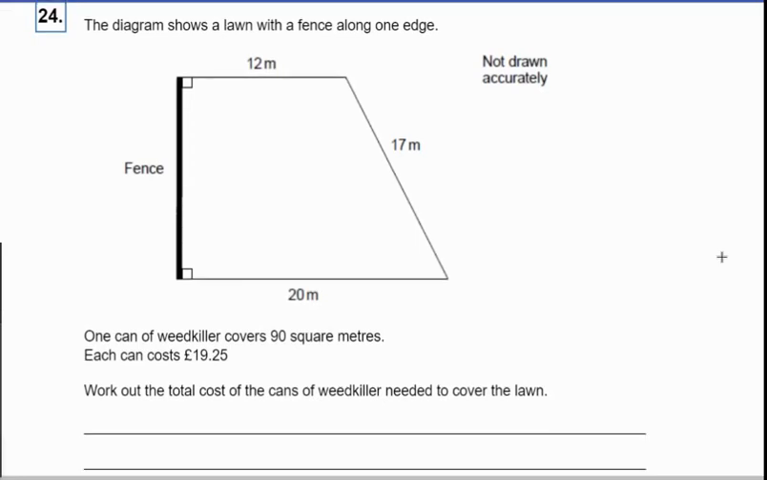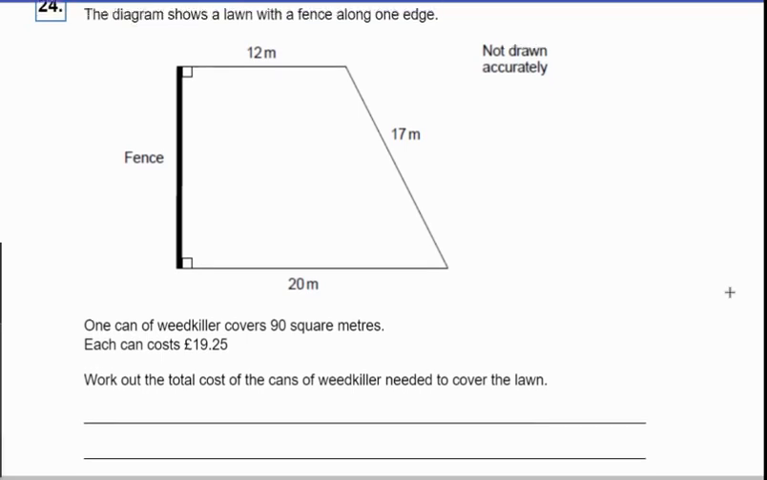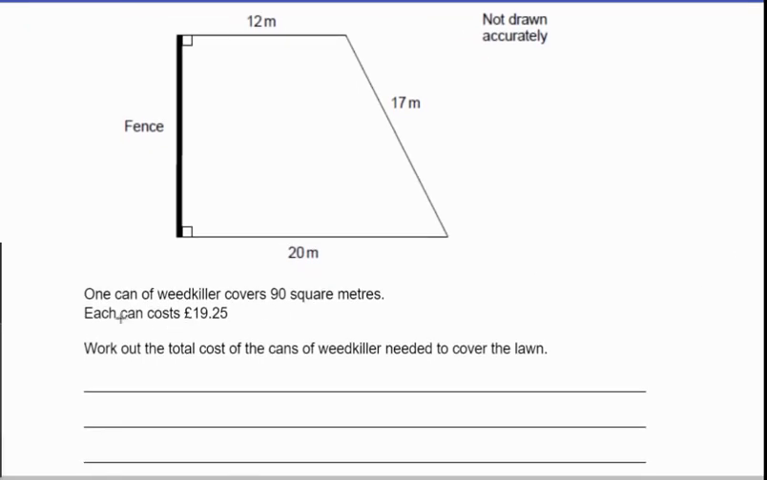The diagram shows a lawn with a fence along one edge. Right. So we've got this. 1 can of weed killer covers 90 square meters. Each can costs £19.25. Work out the total cost of cans of weed killer needed to cover the lawn. Okay, so first of all, we need to work out the area. We can see here that we need to work out the area of this shape.